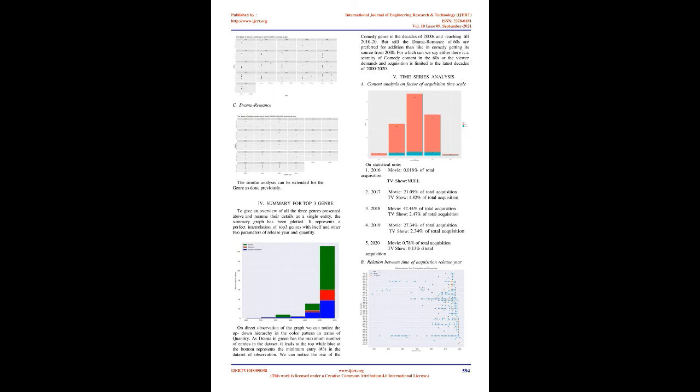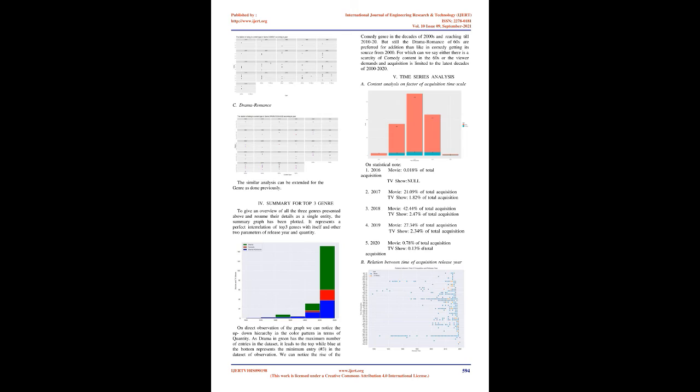Time series analysis. On direct observation of the graph, we can notice the up-down hierarchy in the color pattern in terms of quantity. As drama in green has the maximum number of entries in the data set, it leads to the top, while blue at the bottom represents the minimum entry, number 3, in the data set of observation. We can notice the rise of the acquisition relation between time of acquisition and release year.